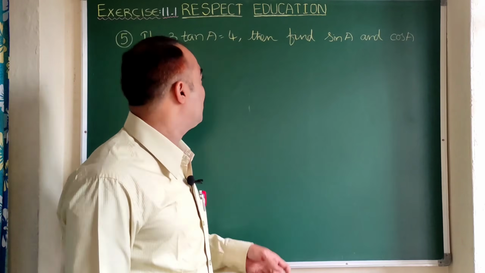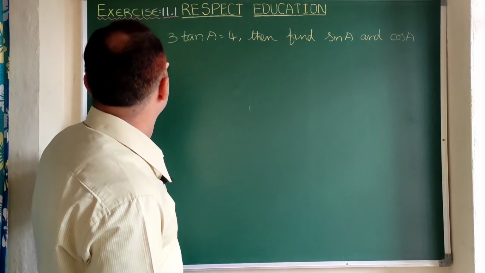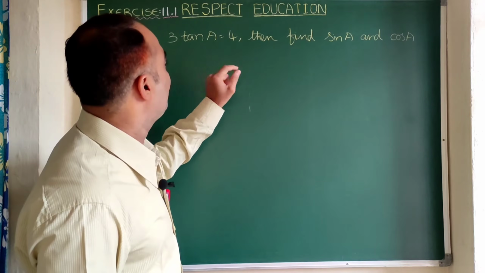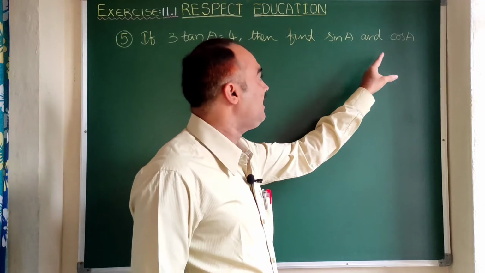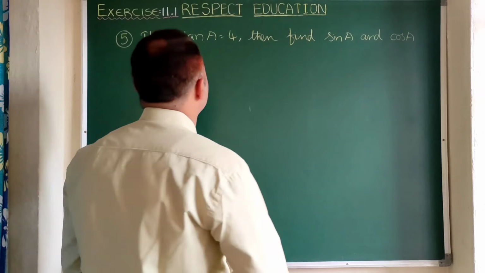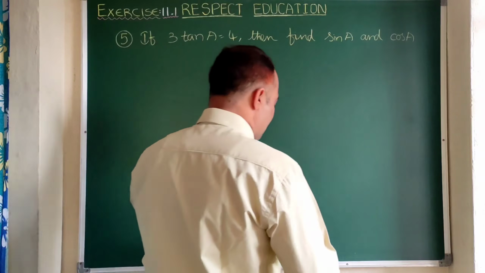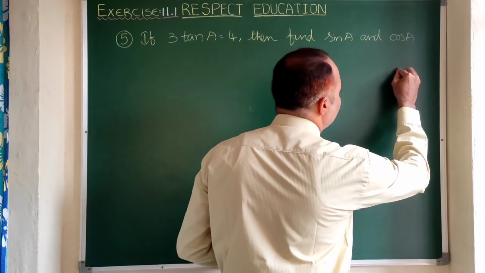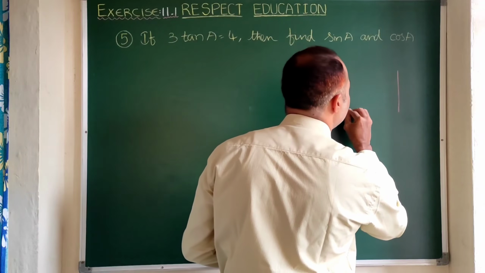Now let us see question number 5. If 3 tan A equal to 4, then find sin A and cos A. So here, let us draw a right angle triangle ABC.